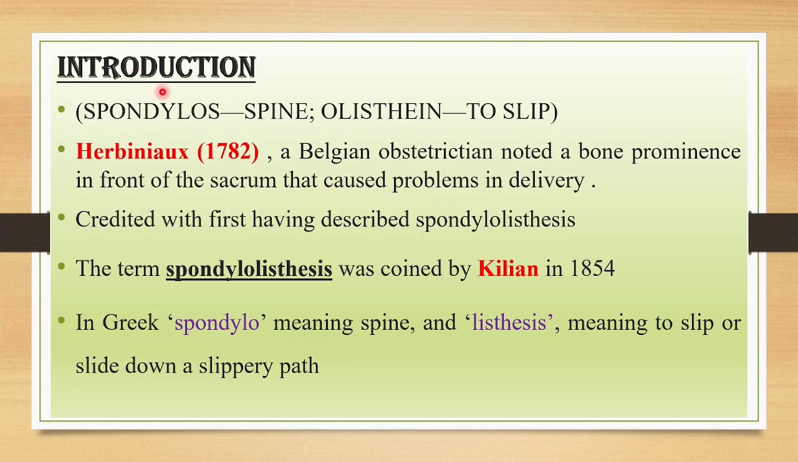Coming to the introduction, spondylolisthesis is derived from the Greek words spondylos, which means spine, and olisthesis, which means to slip or slide down or a slippery path. Herbiniaux, in 1782, a Belgian obstetrician, noted a bony prominence in front of the sacrum that causes problems in delivery. Herbiniaux was credited with first describing this condition, and the term spondylolisthesis was first coined by Killian in 1854.